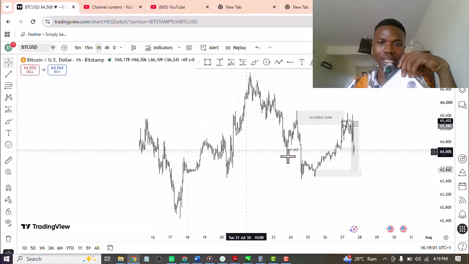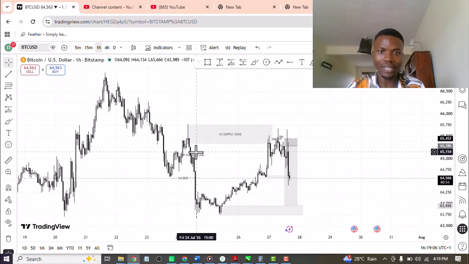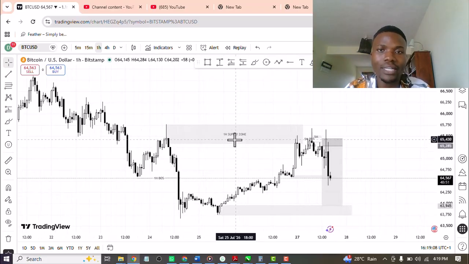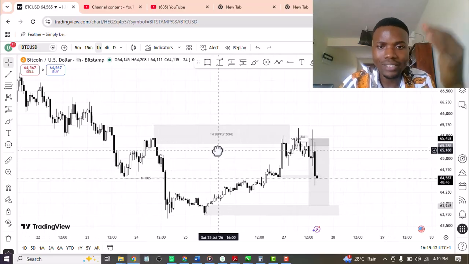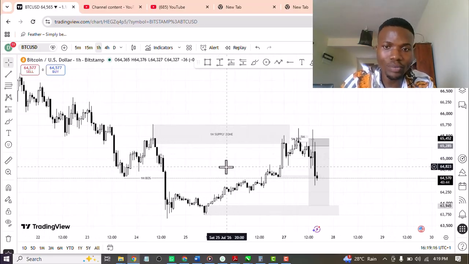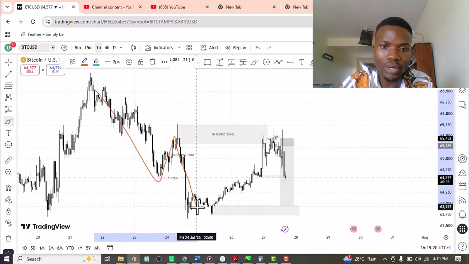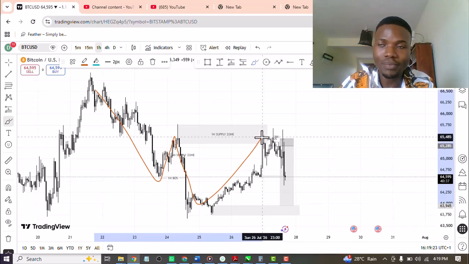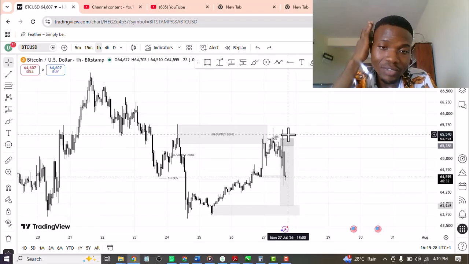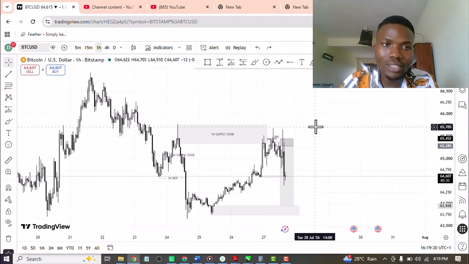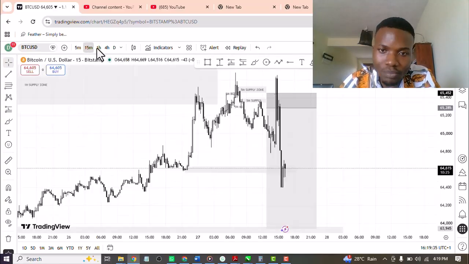But the confluence that made me enter this trade is that I marked up my 1 hour supply zone, as you can see on this screen right now. You can see right there, this is my 1 hour supply zone. I observe that price is currently creating lower lows, lower highs, so I know that price wants to create another low. That gives me confidence that this currency is going to sell.